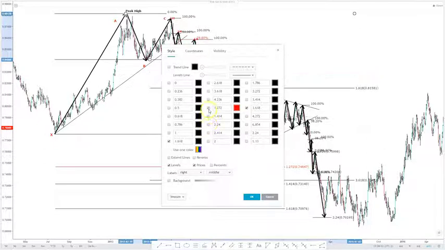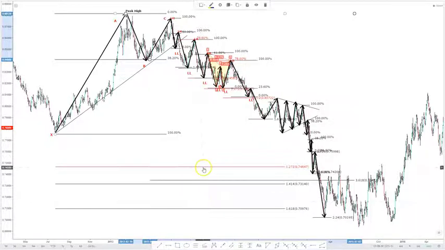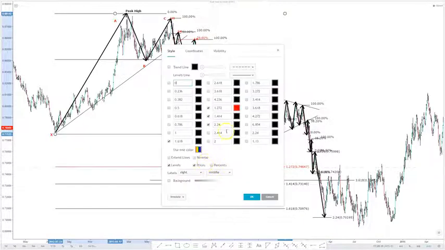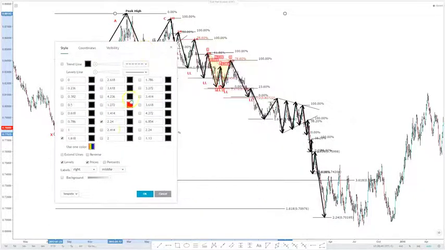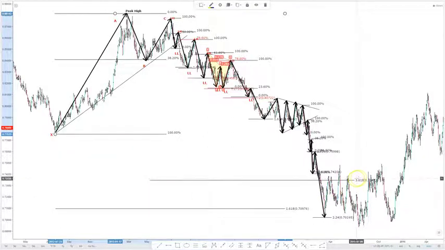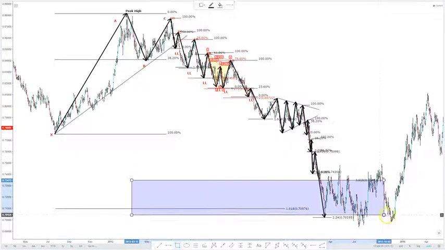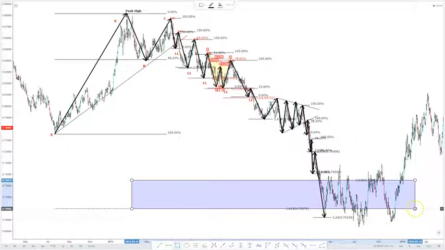So let me erase the other ones, the 1.27, the ones we don't need. All right, only the 1.618. So you see this 3.618 and this 1.618? That's going to be our PRZ zone for the harmonic.